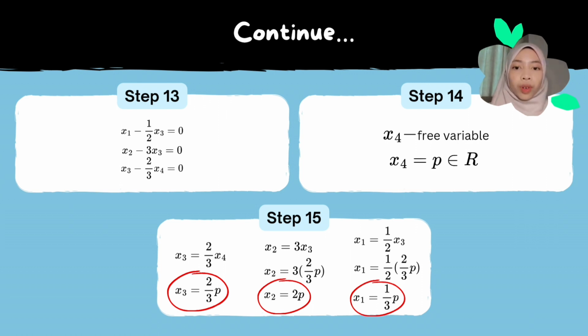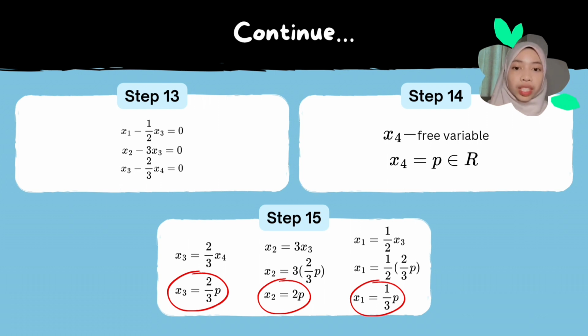From step 14, we clarify that x4 is our free variable and x4 equals p, which is any real number. For step 15, we need to find x3 first, which is x3 equals 2 over 3 x4. And we know that x4 equals p, any real number, so the result will be x3 equals 2 over 3 p.